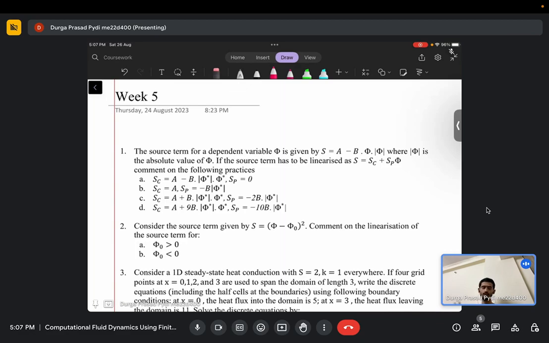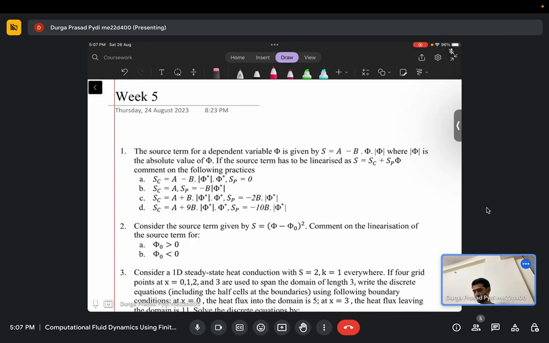The choice of SC and SP can be made in different ways. The idea here is, since we are assuming a linear form, we need to take as much information as possible from the original function and pass it on to our iterations. For a linear function, the maximum information you can pass is the value at a reference as well as its slope. So we will be taking dS by d phi as well as SC.